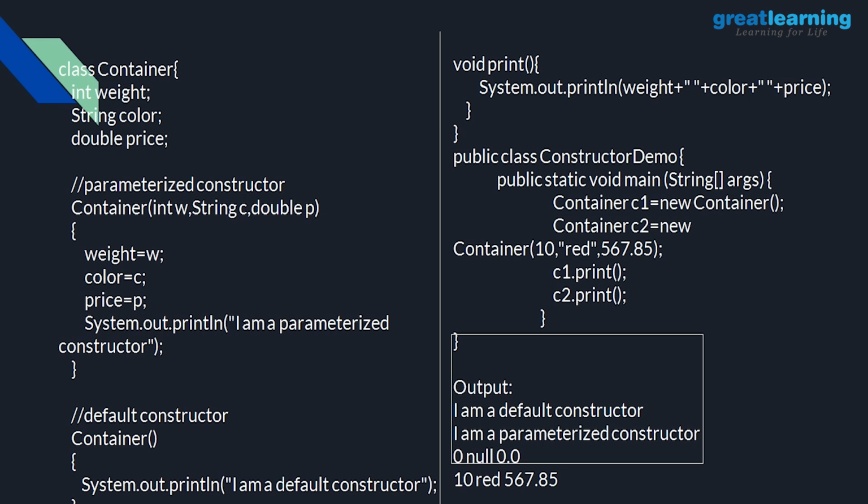Now let's try to implement all those things: the class, the object, and the constructor. So this is the class that we have written here, the container class, which contains three data members. What are they? Weight, color, and price, along with their data types. The weight is of integer type, the color is of string type, and double is the price.